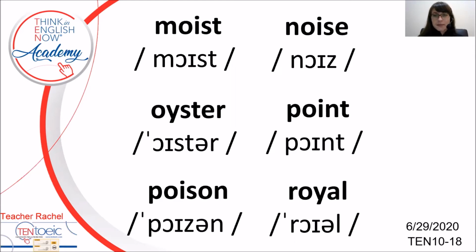Oyster. This is something that lives in the ocean and it has a really hard shell, and then you open it and you eat what's inside. That's the oyster. Also, an oyster makes a pearl, a round pearl, like for a pearl necklace. It comes from the oyster.